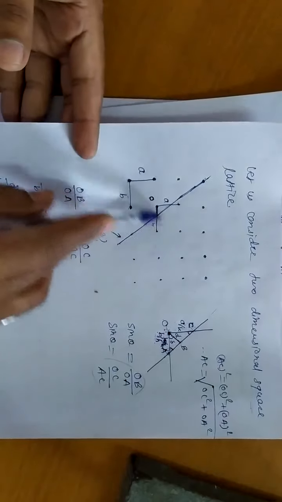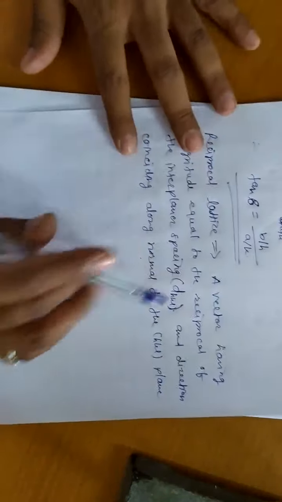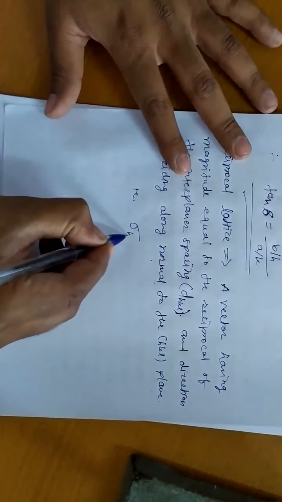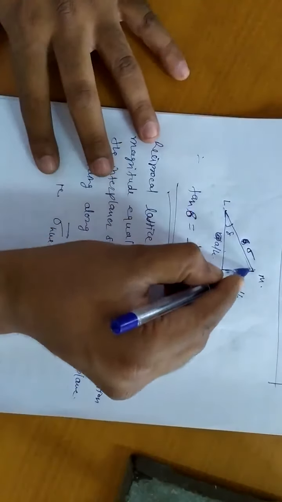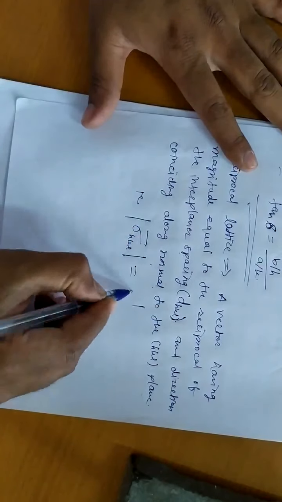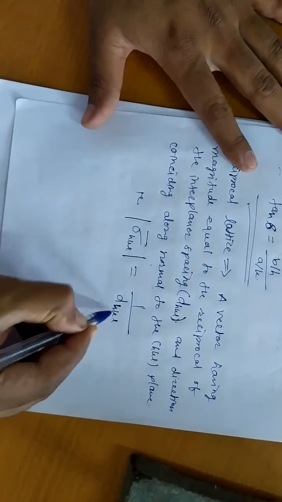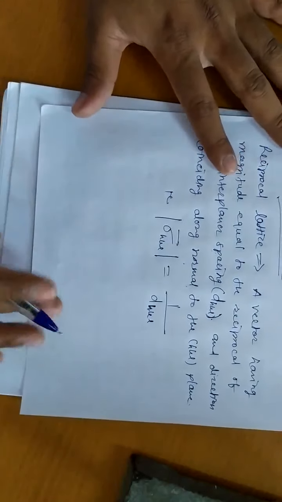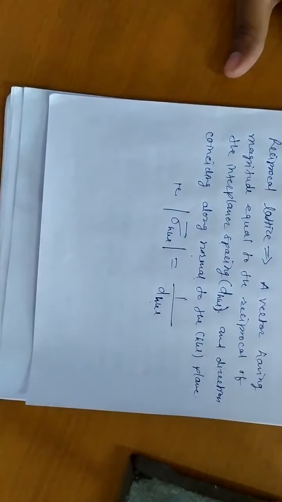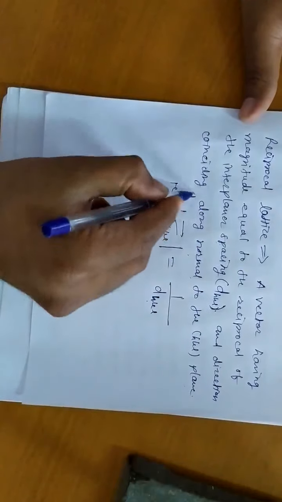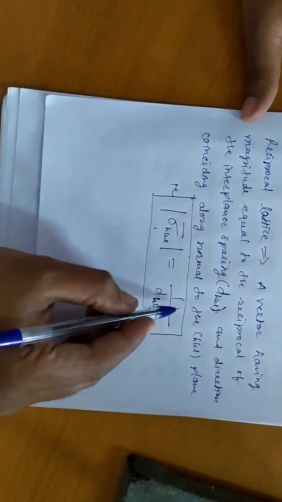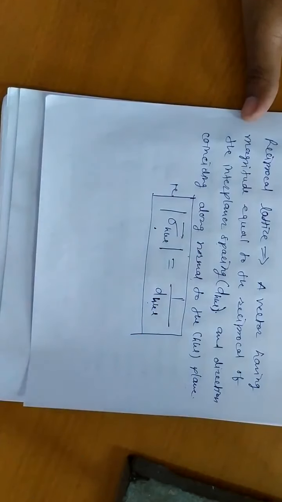The plane we had considered, the normal to it will be its direction. That is, we can write sigma HKL. This is the vector, it has a particular direction. Therefore the magnitude of this vector must be equal to 1 upon d HKL, where d HKL is the interplanar spacing or interplanar distance. Remember this equation: sigma HKL equal to 1 upon d HKL. Okay.